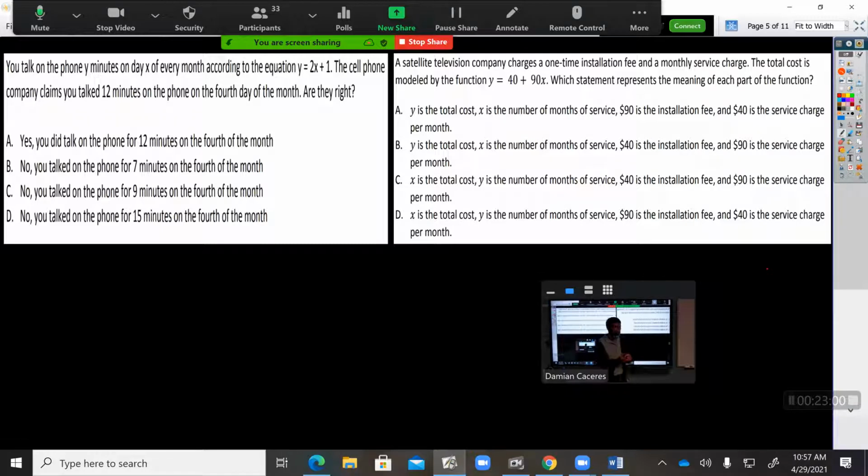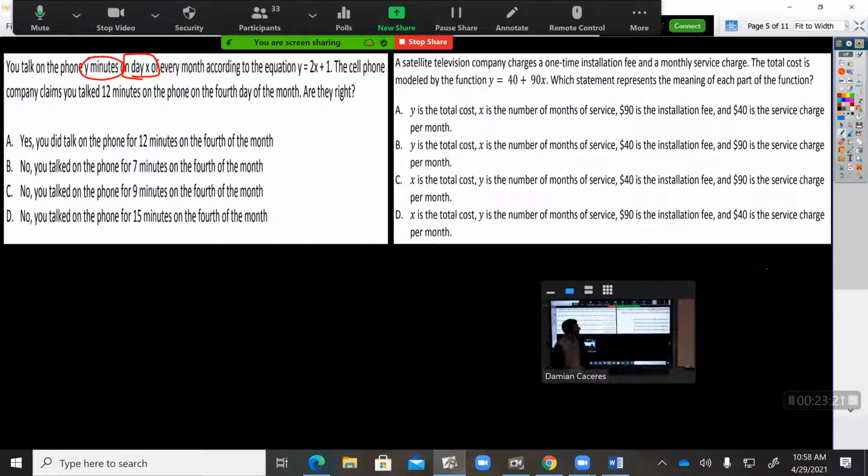Now, on this one, I'm going to do the first one. You do the second one on your own. So pay attention to the first explanation. On the first example, it says you talk on the phone Y minutes on a day. So we know Y represents minutes.